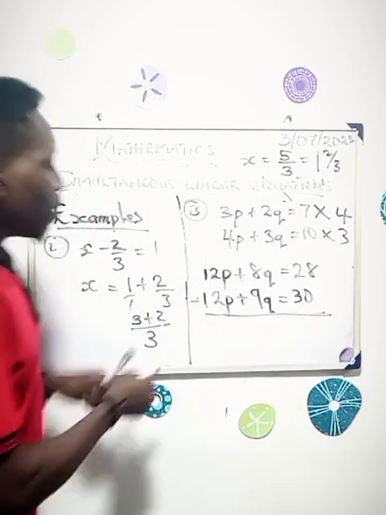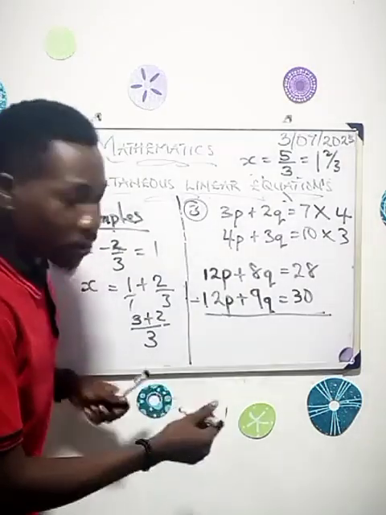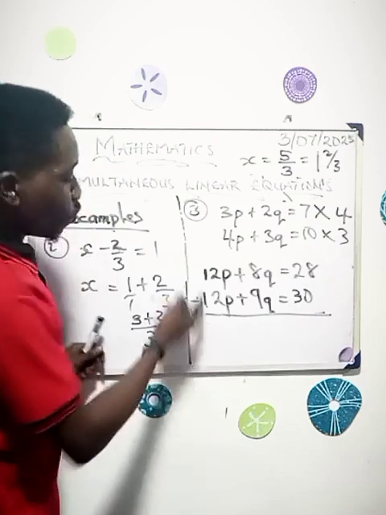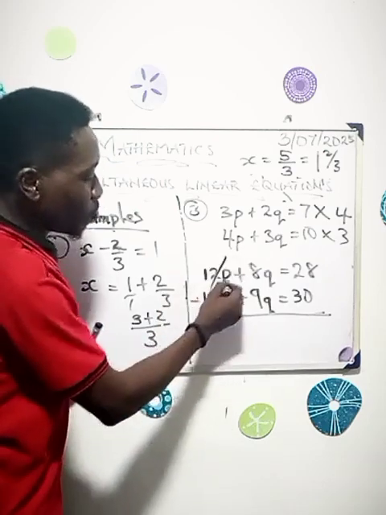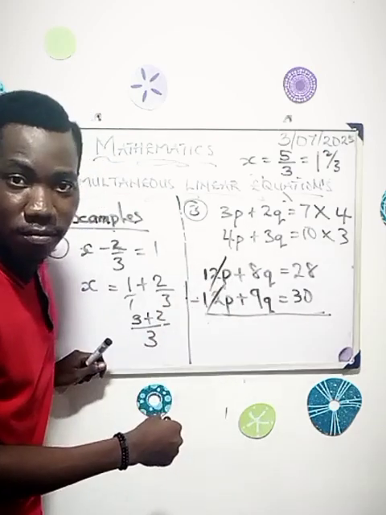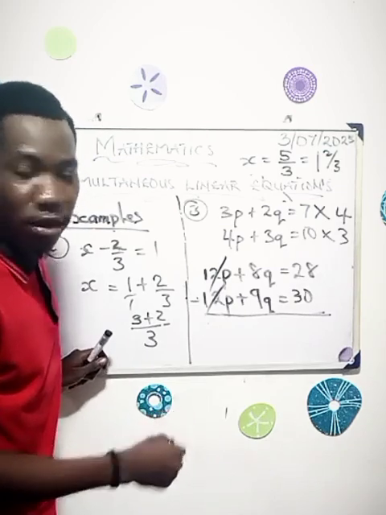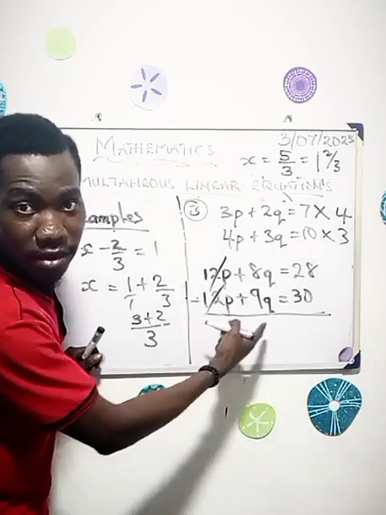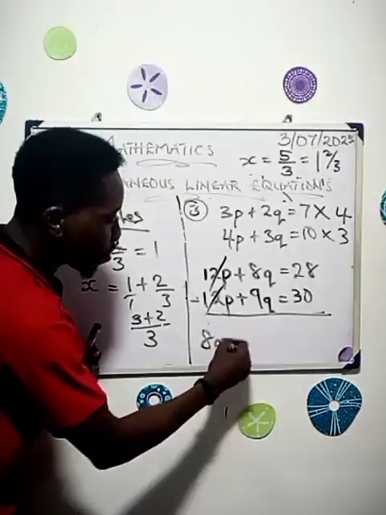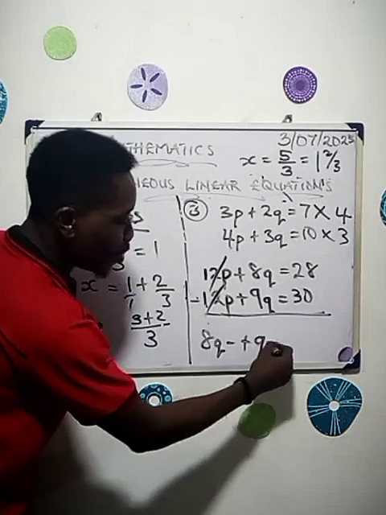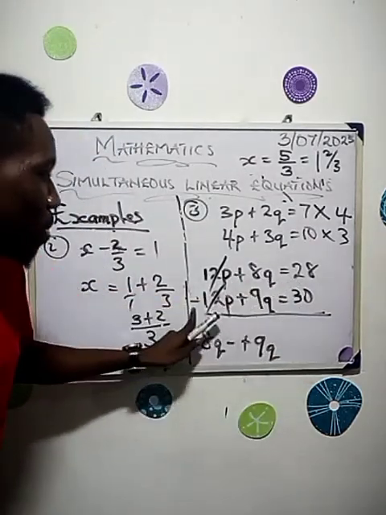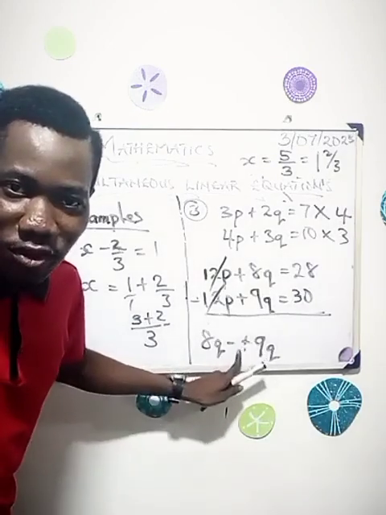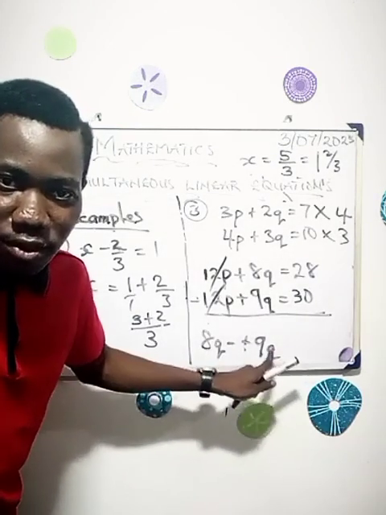So now 12p minus 12p is 0. So we've been able to eliminate p. The 12p cancel each other out because it's 0. So what do we have now? We're going to have 8q minus plus 9q. Of course, minus times plus is minus. So it's the same thing as 8q minus 9q.